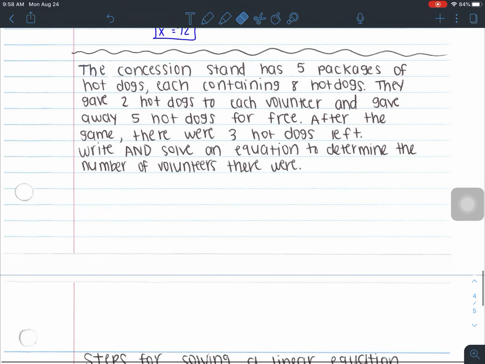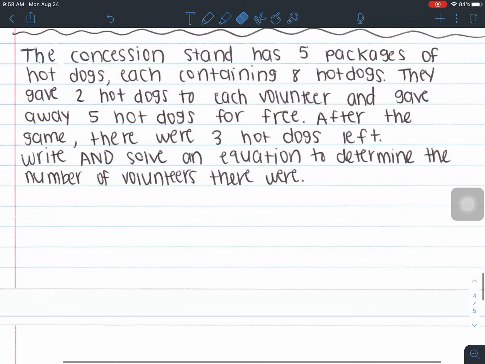All right, and we have one problem left. The concession stand has 5 packages of hot dogs, each containing 8 hot dogs. They gave 2 hot dogs to each volunteer and gave away 5 hot dogs for free. After the game, there were 3 hot dogs left. Write and solve an equation to determine the number of volunteers there were. So we have to write an equation and then also solve it.